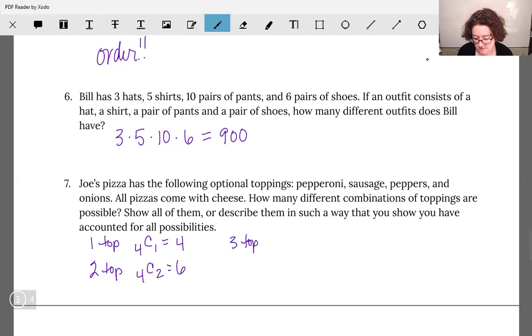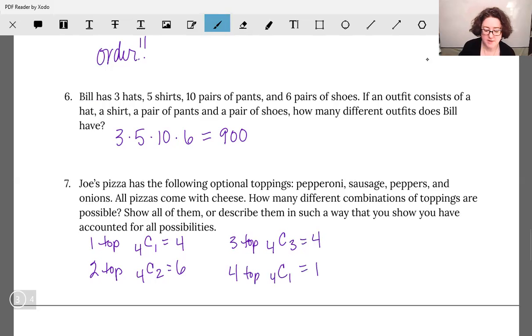Okay, 3 toppings, 4 choices. We're trying to choose a group of 3. There's actually only 4 ways to do it. And then if we're choosing 4 toppings, but we only have 4 to choose from, how many different combinations could we have? Well, just one that has all 4 toppings.